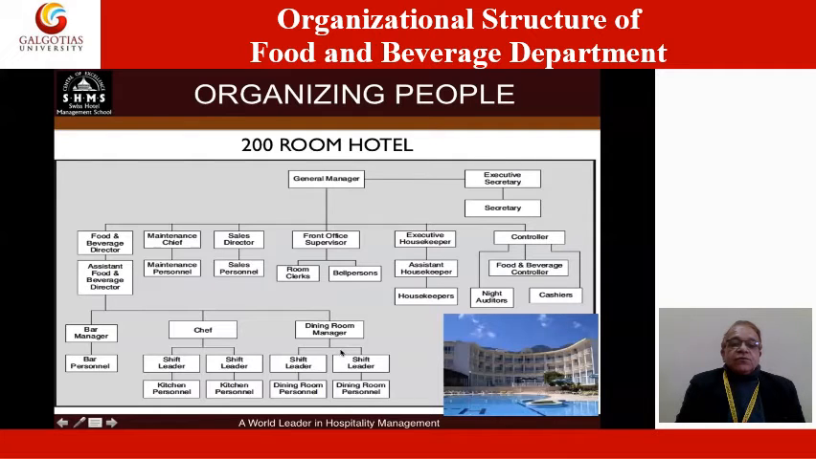Okay, it tells you who are under the chef, who all are under the bar manager, what is a night audit, what is a cashier, and so on, and who are the front office supervisors.